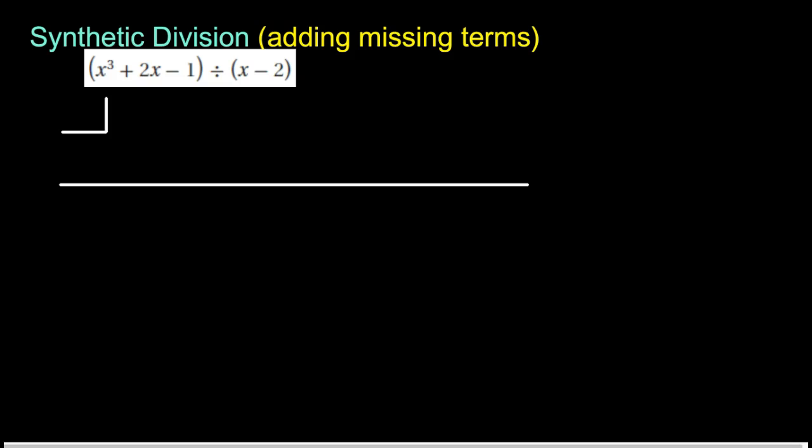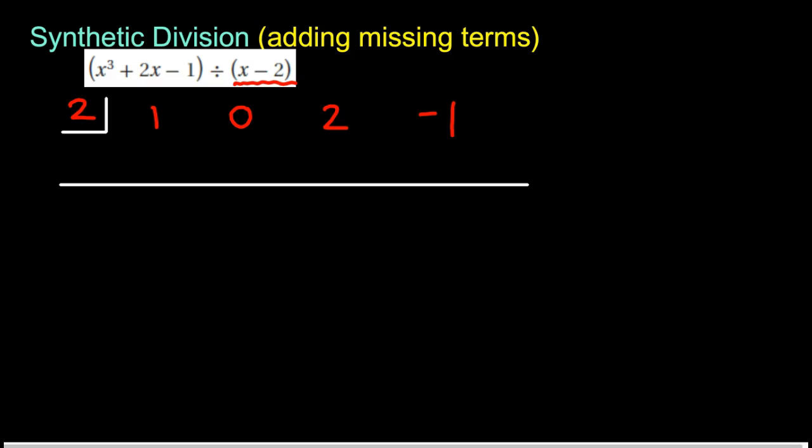What goes in the box here? 2, because that makes the linear term we're dividing by 0. Write your coefficients out there. It's a cubic, so I start with a 1. The quadratic term is missing, so I add a 0. The linear term is a 2. The constant's a -1. I'll give you a little head start there and see if you can get this one all by yourself.